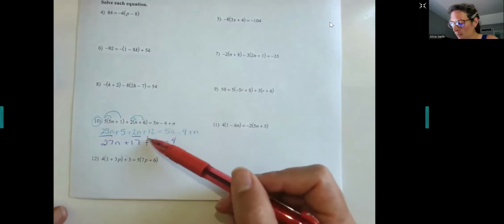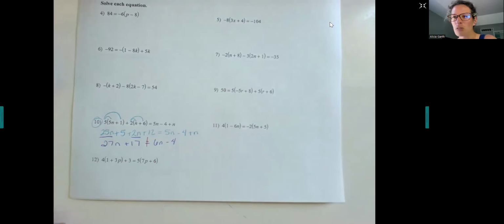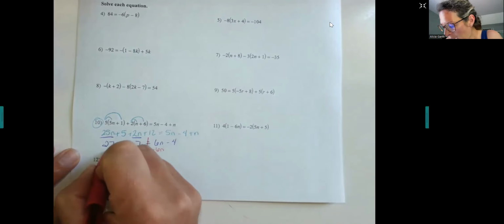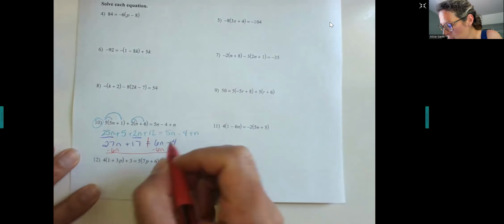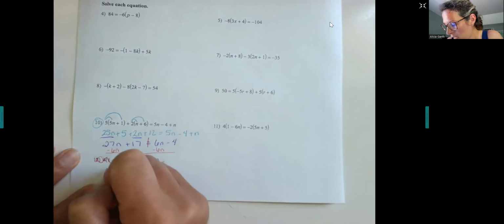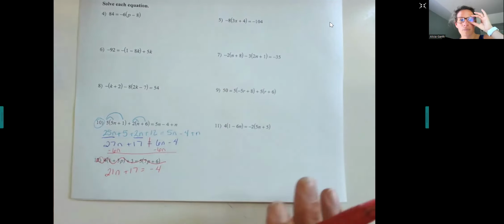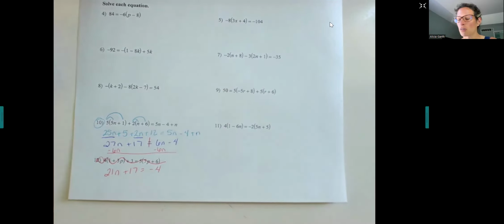I put a line where my equal sign is so that I can see which side I'm adding and subtracting from. A lot of students last year really struggled with not recognizing that they were adding to the same side of the equation or opposite sides. So what I do to one side of the equation, subtracting 6n, I have to do to the other side of the equation. So that I get 27 minus 6 is 21n. I keep my plus 17 because it's still on that side of the equation.